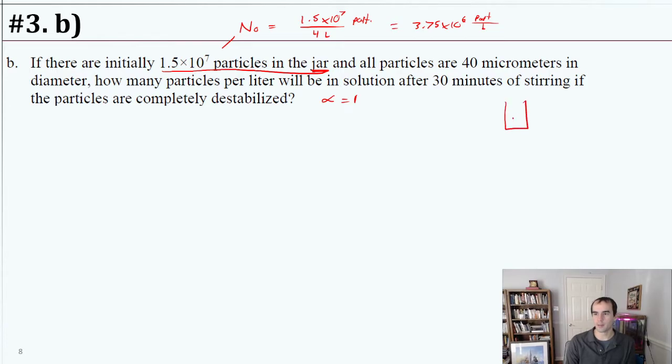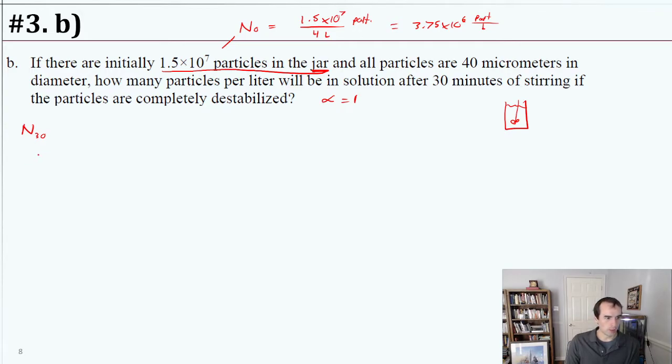Again, we're looking at what's happening in a stirred jar. We're doing the flocculation here, but since it's a jar and not a CSTR, then our math is going to use batch kinetics instead of the CSTR method. Okay, the question is asking how many particles per liter will be in solution after 30 minutes of stirring. So what we want to know is N after 30 minutes. So that's particles per liter.